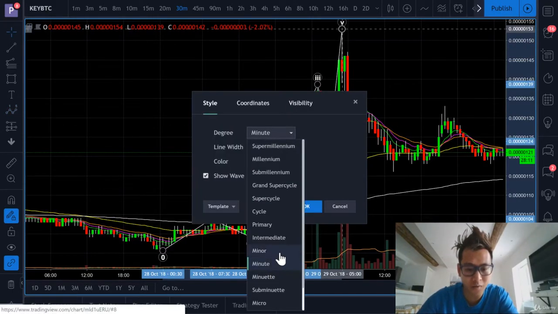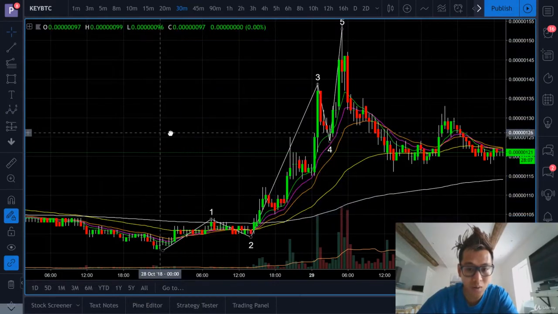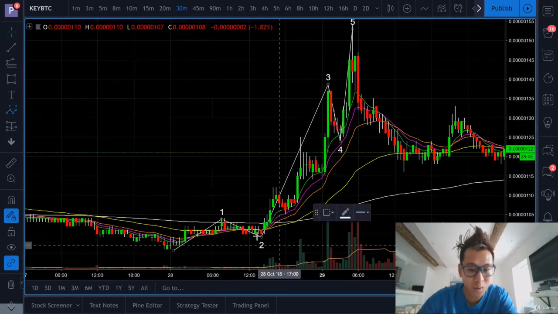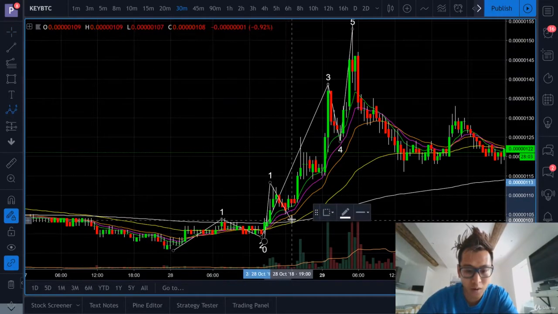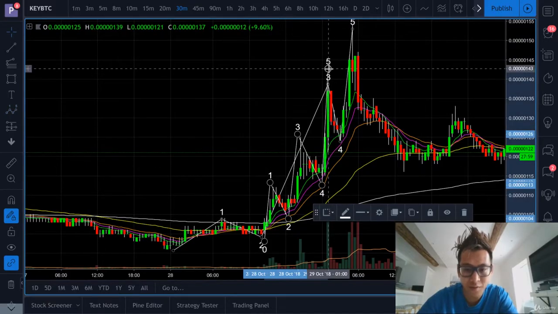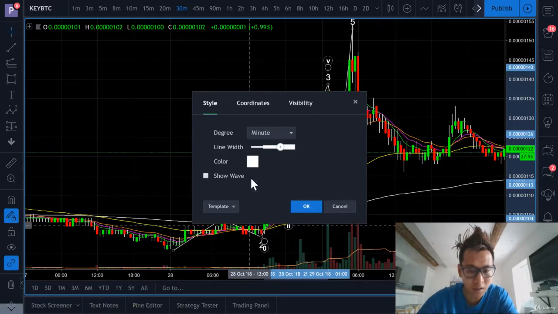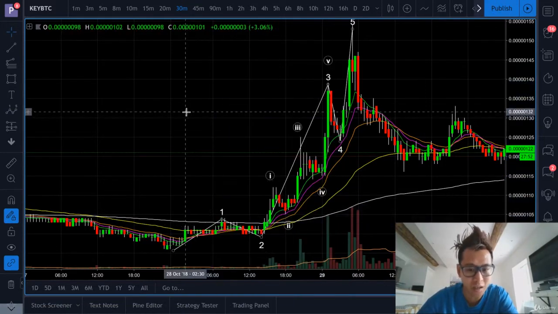When we're drawing it on this time frame, or with this degree, 1, 2, 3, 4, 5. And now we will actually draw the pivots. 1, 2, 3, 4, and 5. Now that is a beautiful Elliott wave structure, isn't it? Take a look at it. This is a coin called Key, all right?